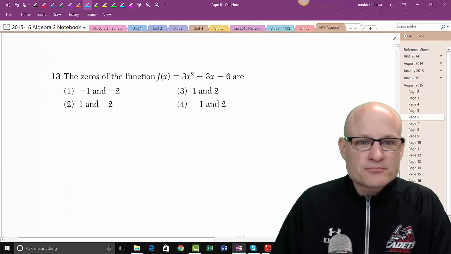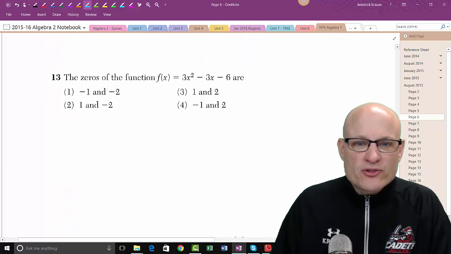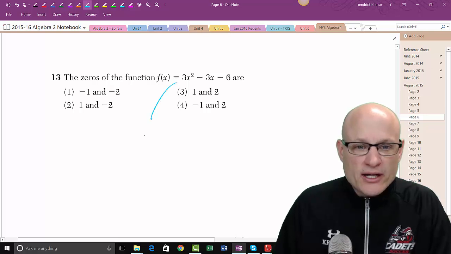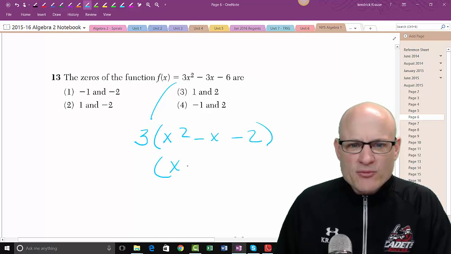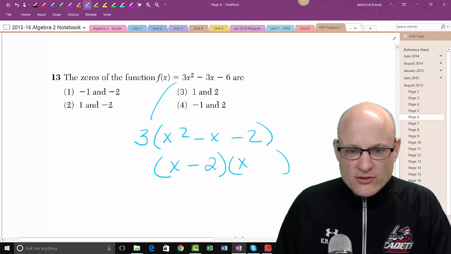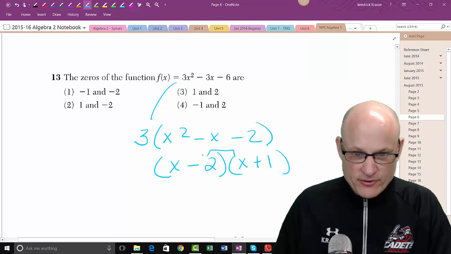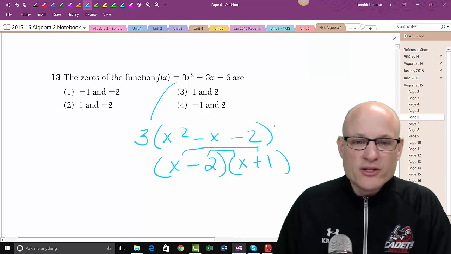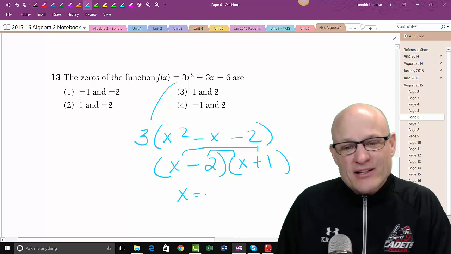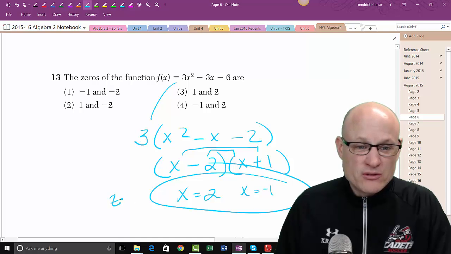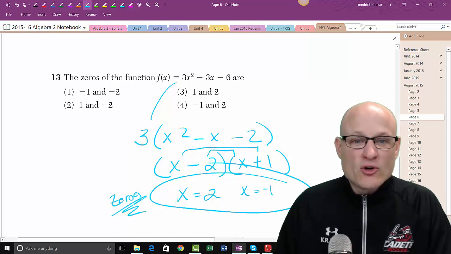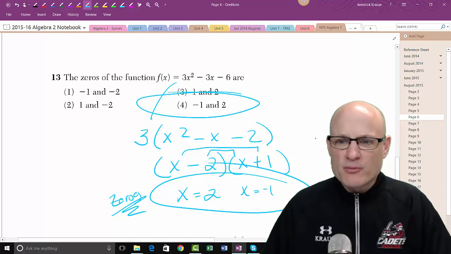The zeros of this function are, okay, let's take out a GCF, 3, and I'm left with x squared minus x minus 2. Now I factor it, x minus 2, x plus 1. These multiply to negative 2, positive 1, there it is. But my two roots or zeros are x equals 2 and x equals negative 1. Those are the zeros. So we're looking for negative 1 and positive 2. Choice 4. Problem's over with.